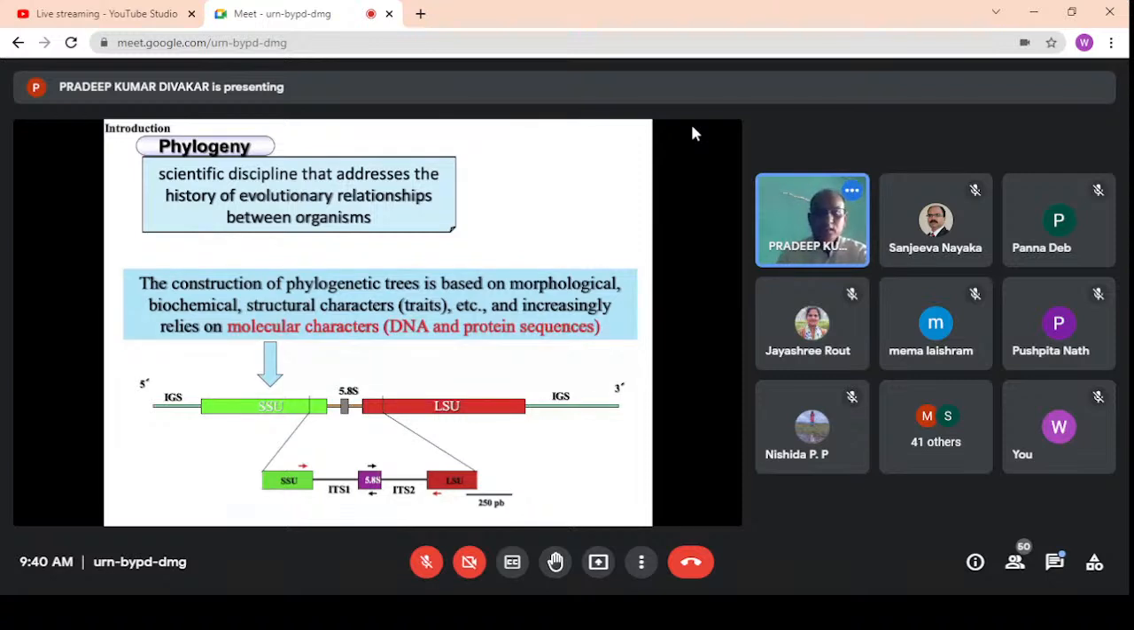Nowadays, the reconstruction of a phylogenetic tree, or the tree topology, relies more on molecular characters, that is, DNA and protein sequences. Why the molecular characters? Why don't we rely more on the morphological features? As we all know, the molecular characters, DNA and protein sequences, encode the morphological or biochemical features. Because of that, we trust more the tree topology based on molecular features. So this is one thing.